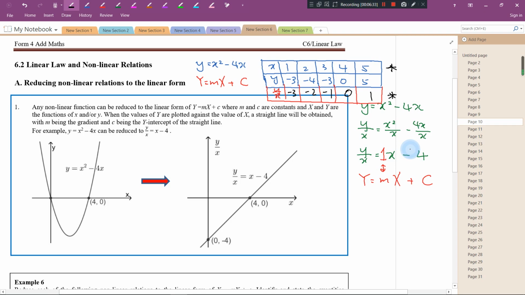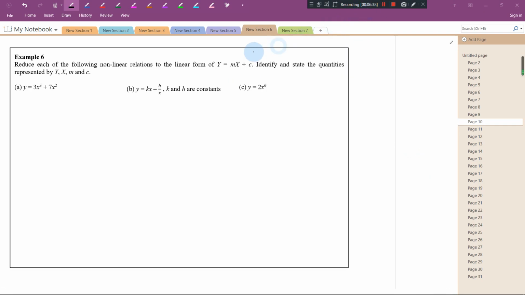Okay, so let's look at some questions. Let's look at this example number 6. Reduce each of the following non-linear relations. All of the relations here are non-linear. They are not a straight line. To the linear form. You want to change it to become a straight line. Identify and state the quantities represented by y, x, m, and c. So we want to change them to this form: y equal to mx plus c.